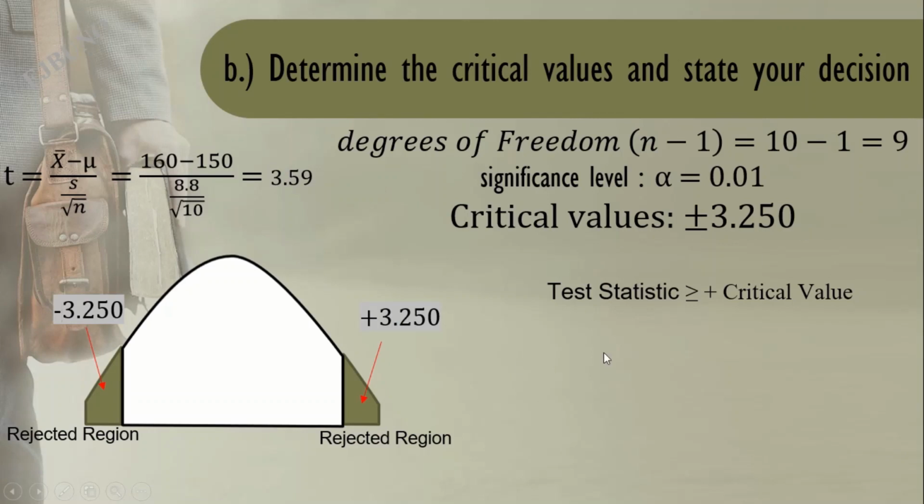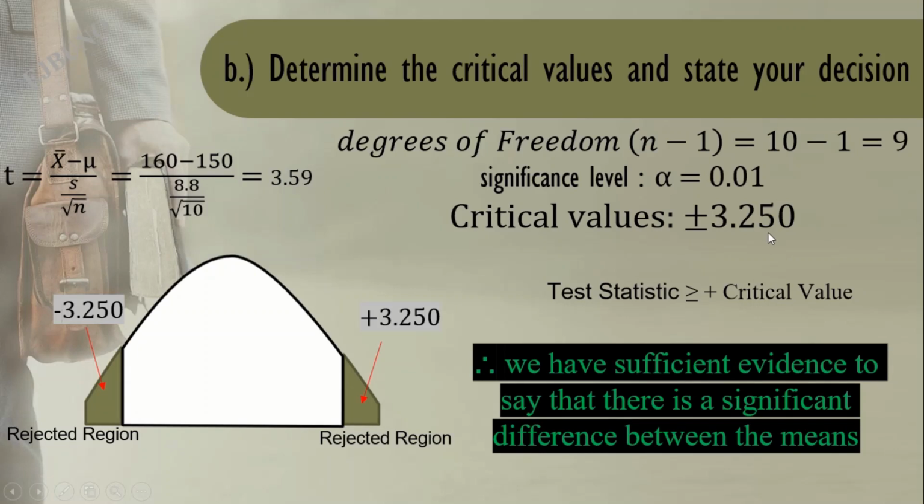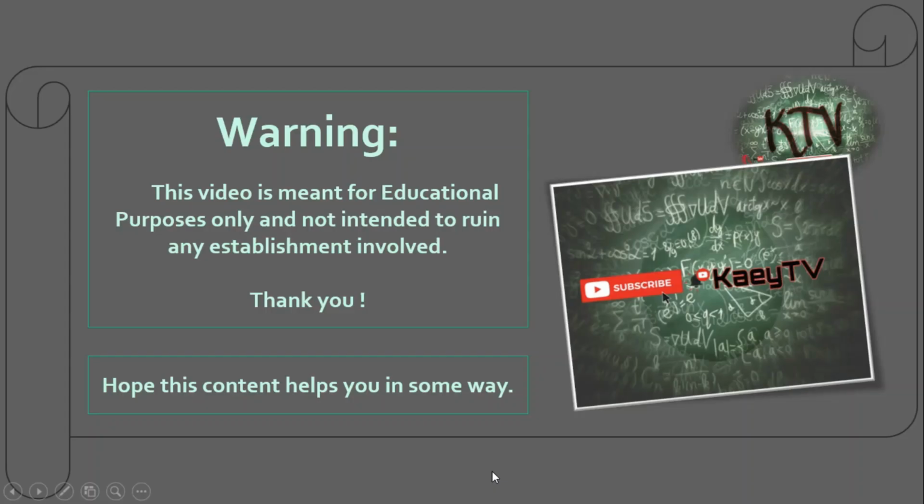Since yung ating test statistic is greater than or equal to our critical value, we have to reject our null hypothesis. So, ayun yung decision natin. Therefore, we have sufficient evidence to say that there is a significant difference between the means. So, ito nga pala yung graph niya. Ito yung rejected region. So, thank you.